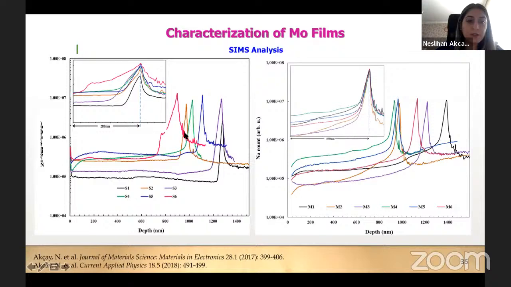We also investigated the sodium diffusion mechanism from moly films according to the substrate temperature and argon gas pressure. I can say that it's very sensitive to the substrate temperature, but it didn't change so much according to the argon gas pressure. When you increase the substrate temperature, the sodium diffusion increases as well.